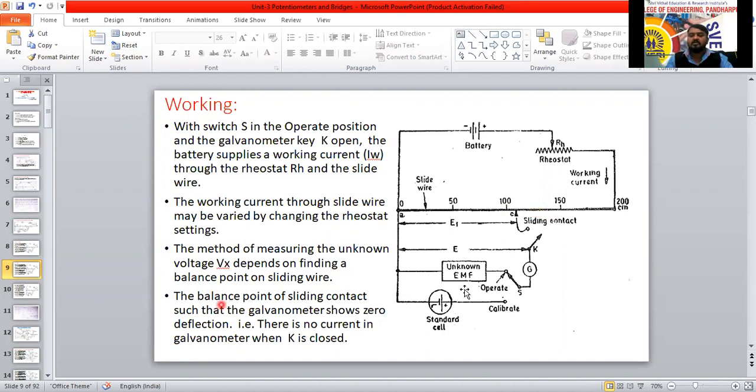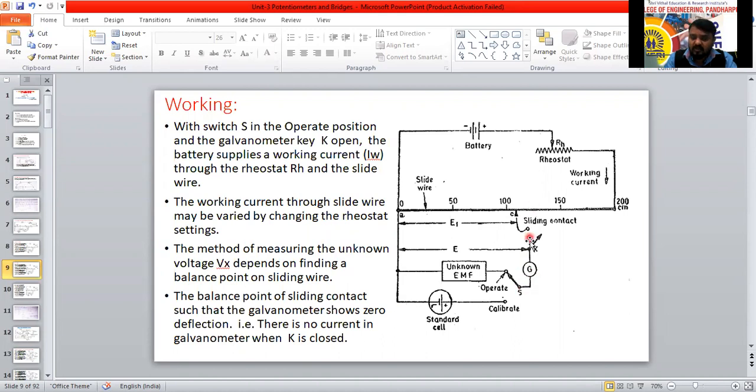The balance point is where we get a sliding contact such that the galvanometer shows zero deflection. At this point, the galvanometer will detect zero or null deflection. There is no current in the galvanometer. When K is closed, there is no current flow here, because it is a null deflection.